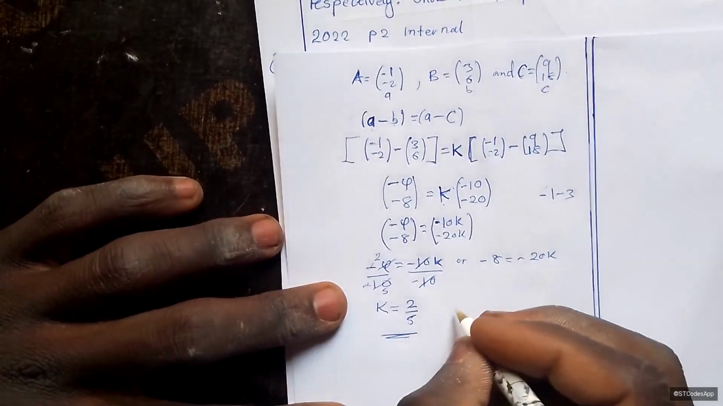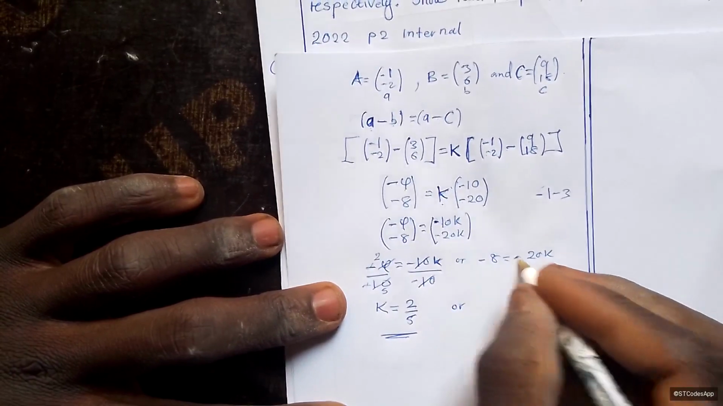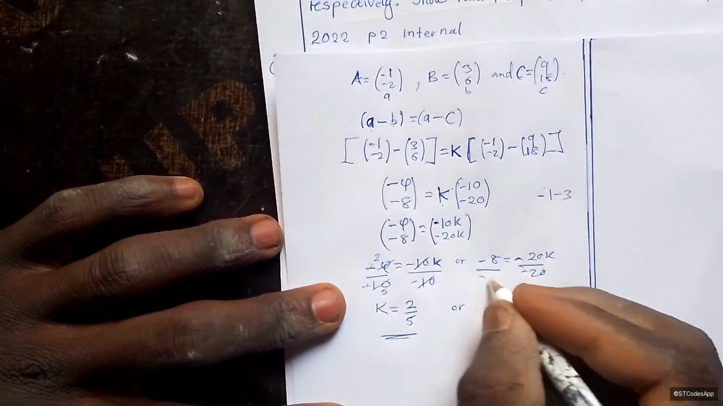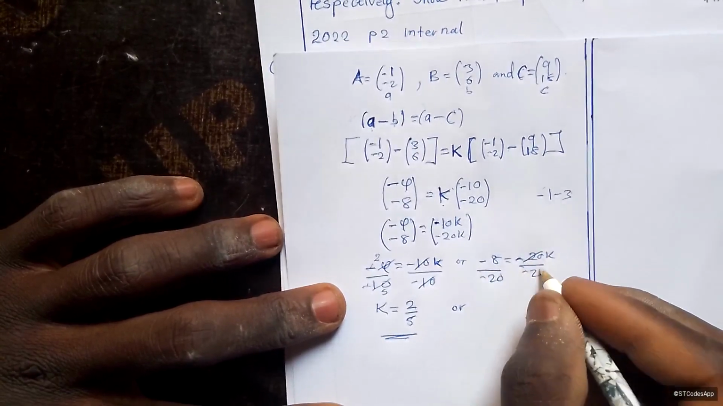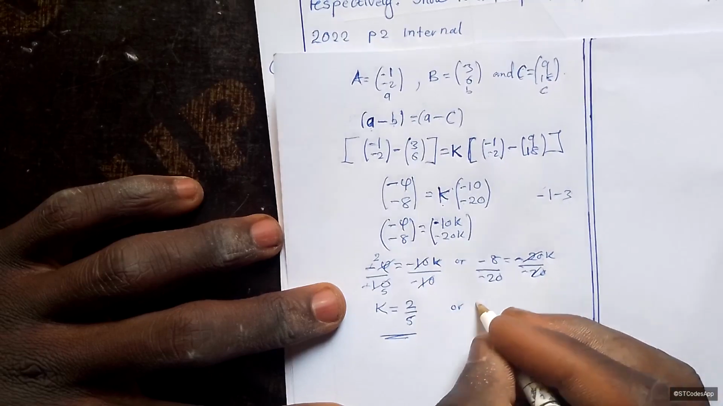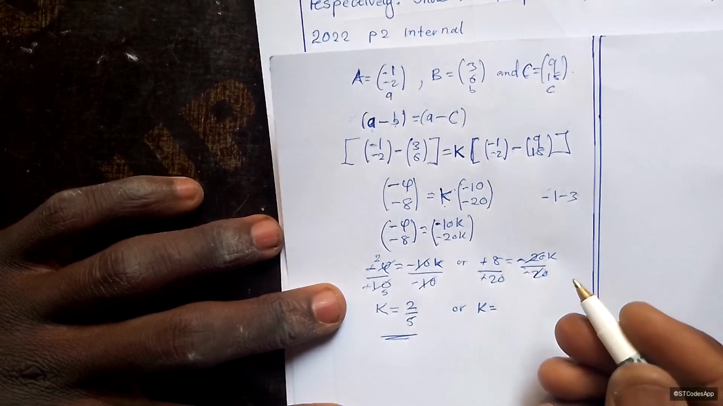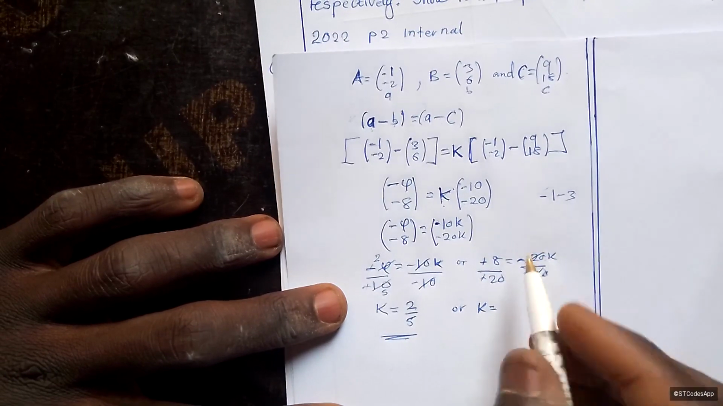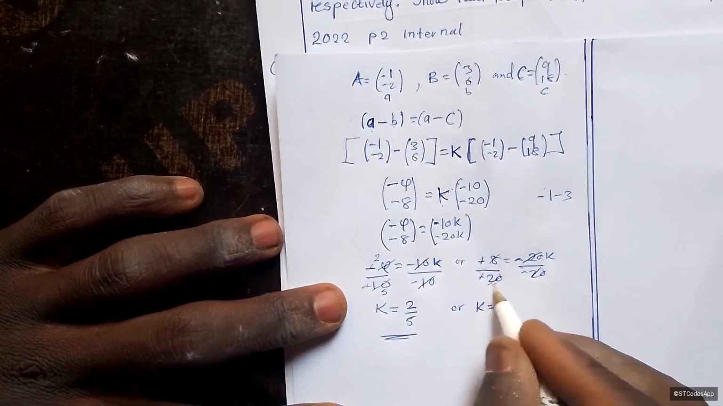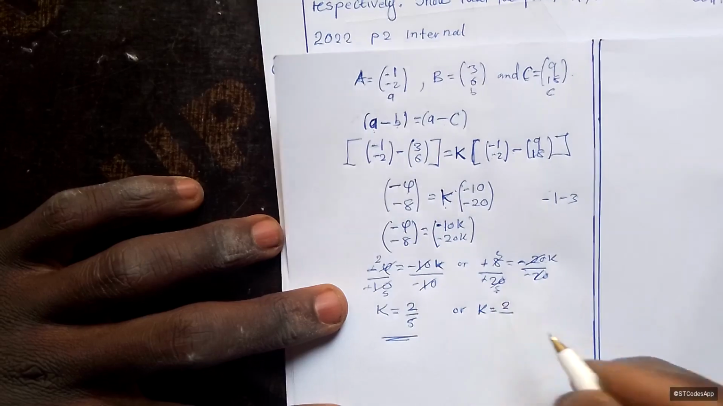Okay. Then my next value is going to be, since here I'm looking for the value of k, I'm going to divide by negative 20. Divide by negative 20. So negative 20 and negative 20 are going to cancel each other. Then here I'm going to remain with k. So k is equal to, negative and negative cancel each other. Okay. So here 4 into 8, I'm going to get 2. Then 4 into 20, I'm going to get what? 5, which is this one here.